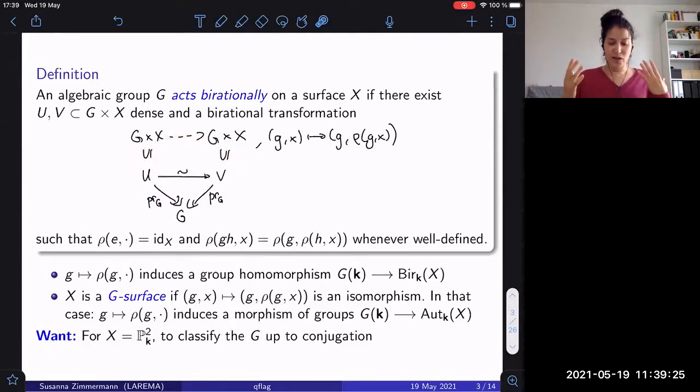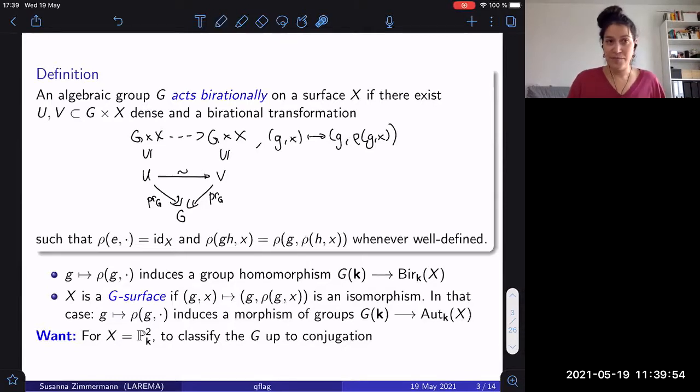And what I want to do is classify the algebraic groups that act birationally on P2, on the projective space. The projective space is the simplest algebraic surface. It has many symmetries, and I want to know which ones are algebraic. And of course, I want to classify these group actions up to conjugation by birational maps.